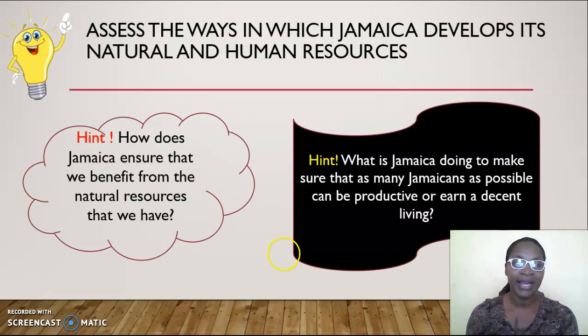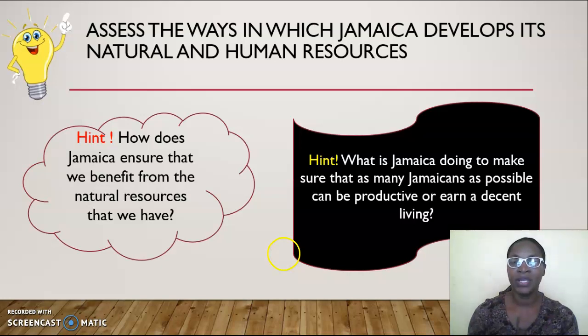Now, we have come to the end of this revision course, and I want you to think and type back in the WhatsApp group as soon as you have completed watching this video or going through the lesson that was posted in the WhatsApp last week. How does Jamaica ensure that we benefit from the natural resources that we have?